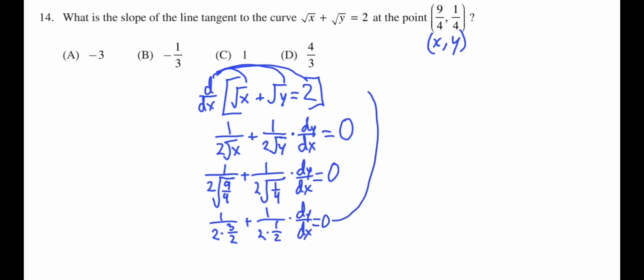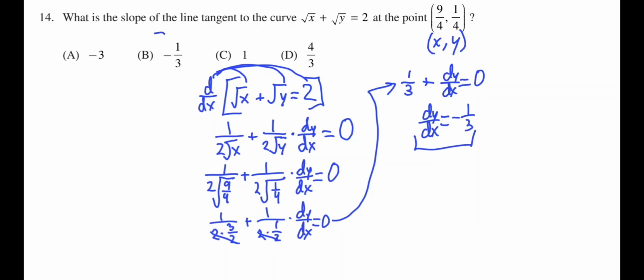All right, let's bring it up here. So now these twos cross out, and we have 1/3. And these twos also cross out. So 1 over 1 is just 1. And 1 times dy dx would be simply just dy dx. And that is equivalent to 0. All right, now to solve for the derivative, which is our slope, we take away 1/3 on both of our sides. And dy dx, the derivative at that point, would be simply just a negative 1/3. And that would be the answer for this, which is choice B.